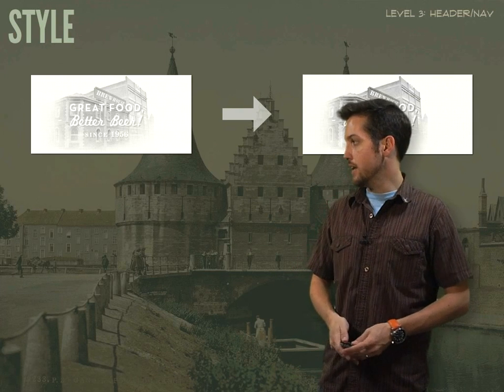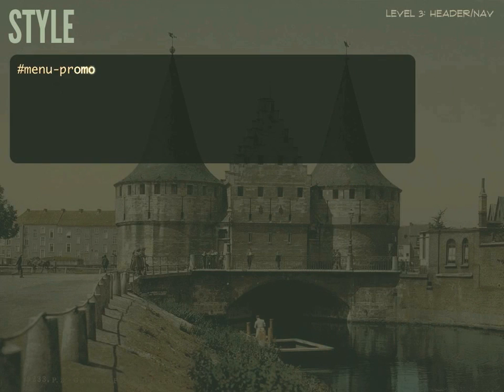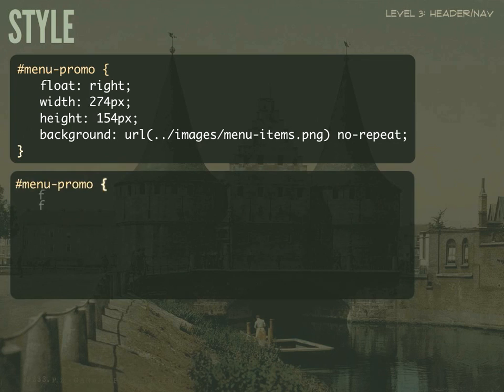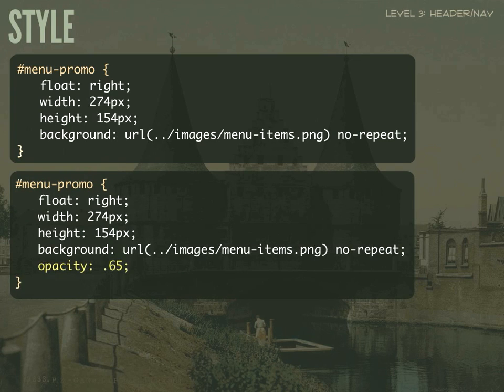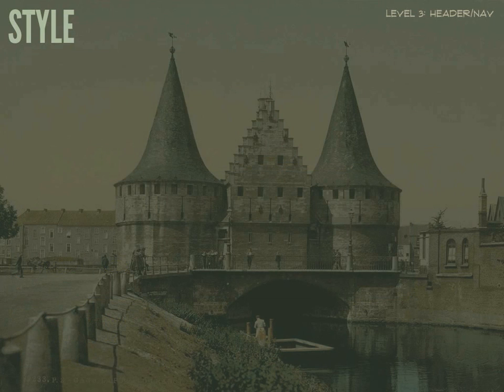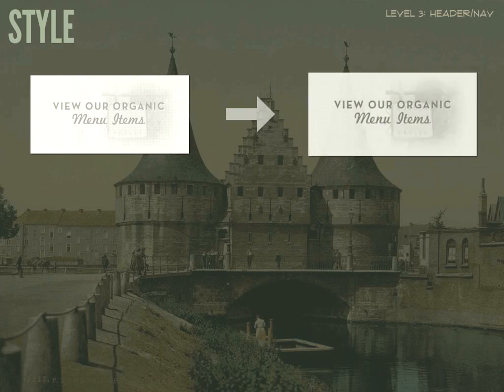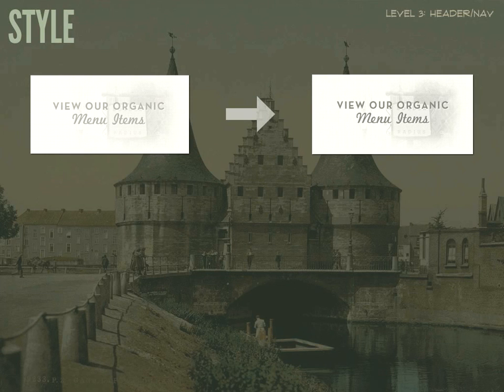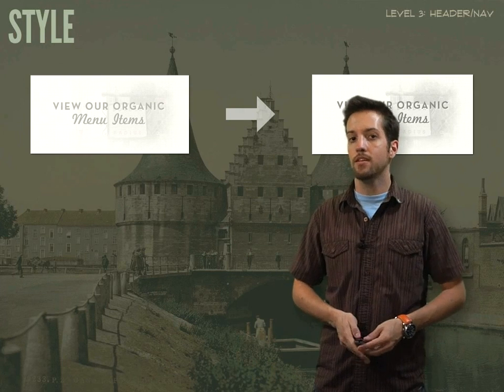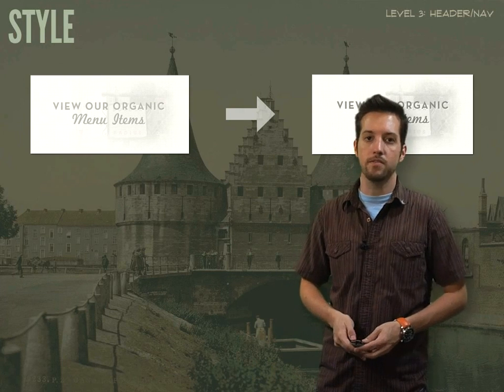Now let's look at our second image, Menu Promo. This is going to follow the same concept as our Better Beer image. So here are the basic styles for Menu Promo. We're going to add an opacity value to the static state of 0.65, and we're also going to add an opacity value of 1 to our hover state. So just like our Better Beer image, we have a static state that is a little opaque, and then when you roll over it, you're going to see the full image. It's a great way of creating rollover states with CSS with really not a lot of time involved.